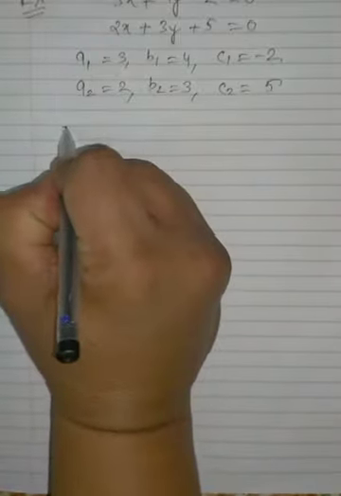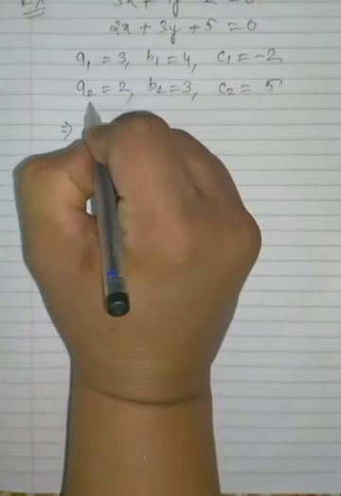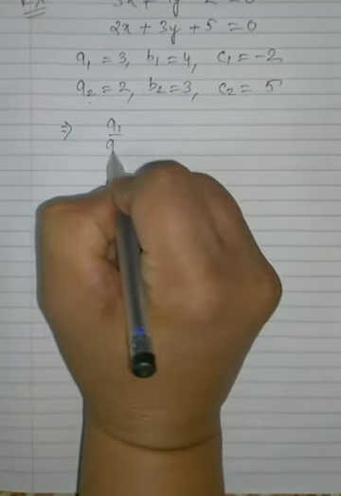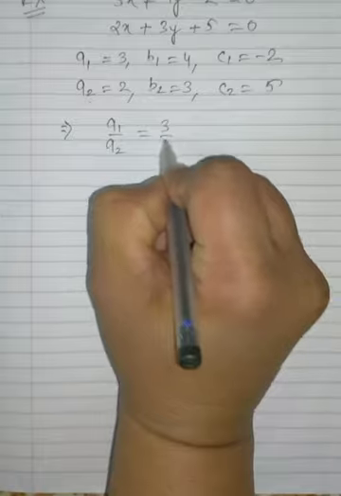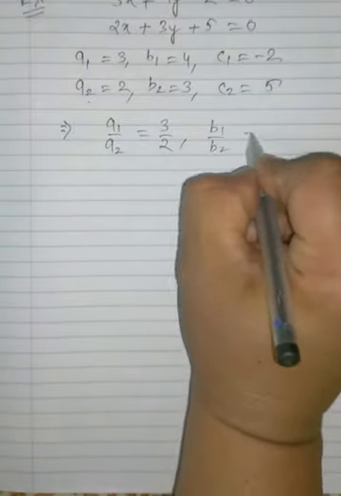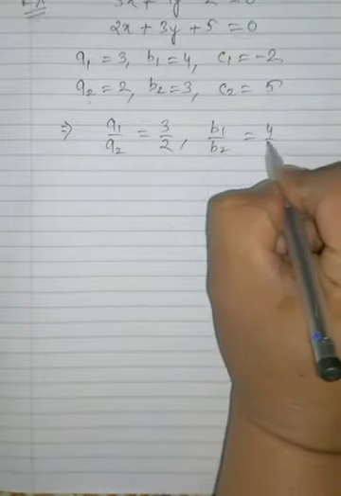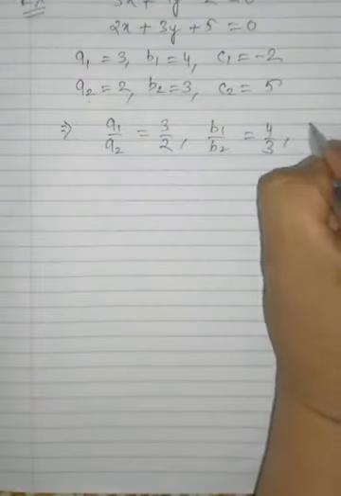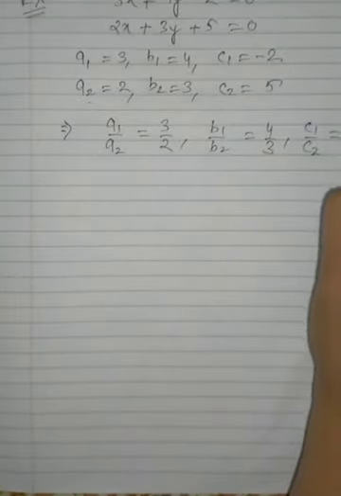So you can see here A1 upon A2 is equal to 3 upon 2, B1 upon B2 is equal to 4 upon 3 and C1 upon C2 which is equal to minus 2 upon 5.